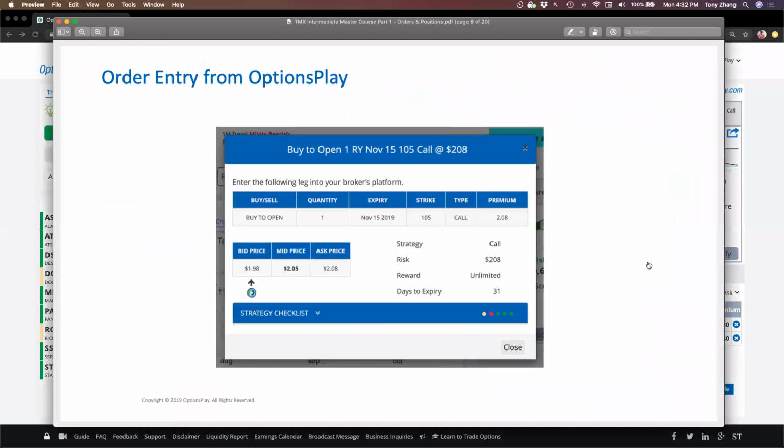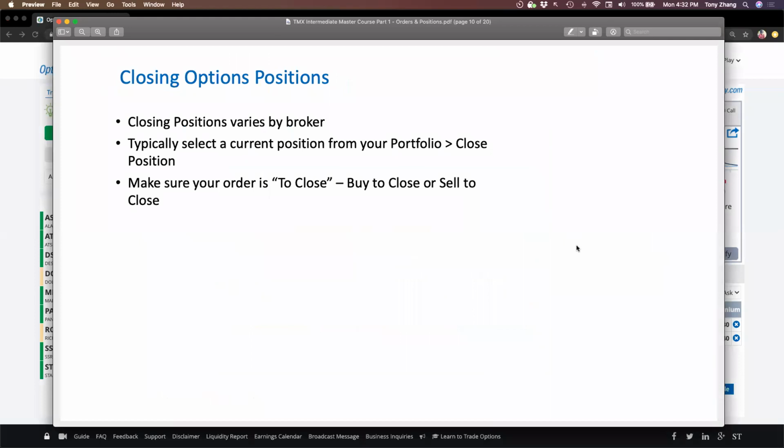Now, this is just an example of the screen that I just showed you, and I think it's better to see it on the platform than here in this particular screenshot.